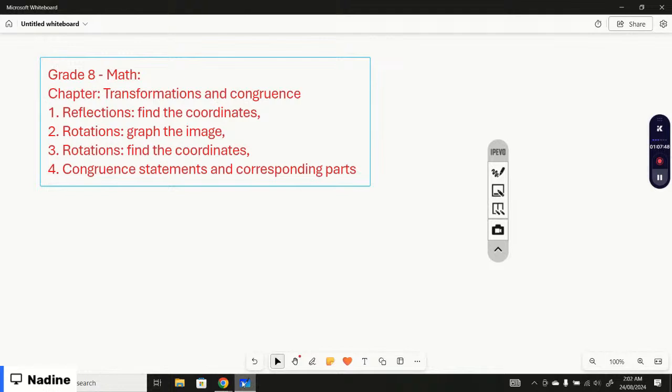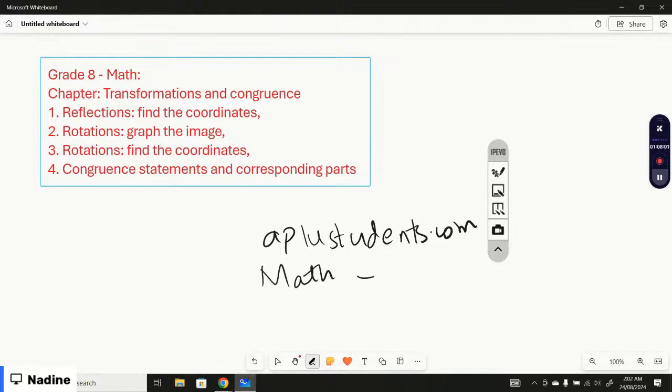You can find all the lessons on aplusstudents.com. You have to log in there using your email address, and the password is provided by the administrator. Then you have to select math from the subject tab, scroll down to grade 8 math, and then click on view all lessons. There you can find a list of the chapters.